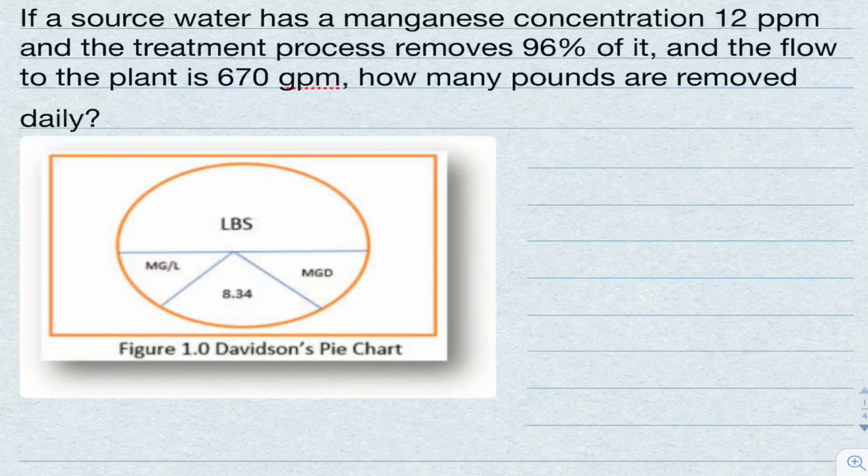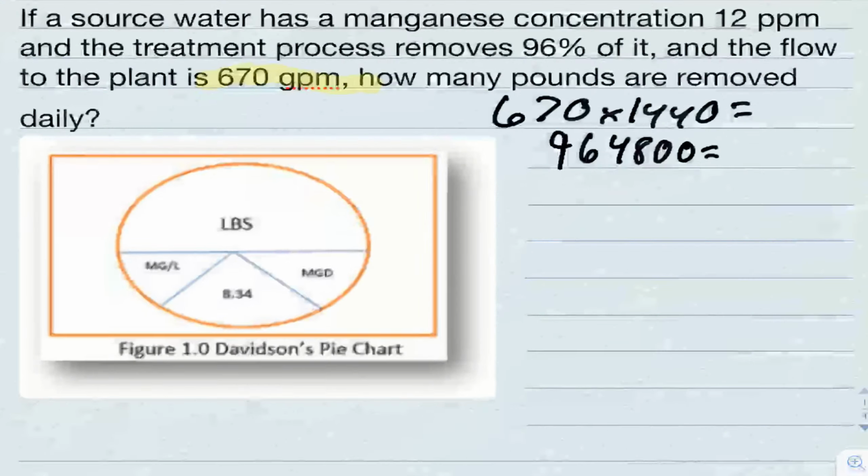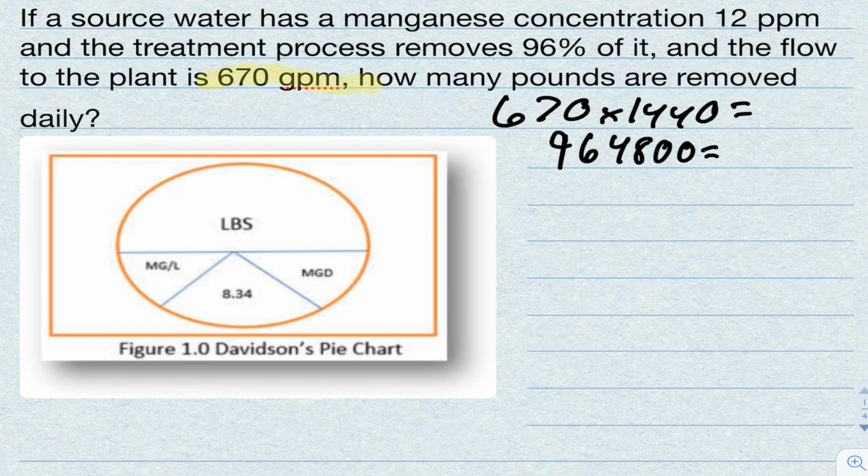Okay, to start off, let's change this 670 gallons per minute into an MGD. To do that, we take 670 and times it by 1440. That's how many minutes are in a day. And you will come out with 964,800 gallons in a day. Now we need the MGD, so we divide that by 1 million, and that equals 0.96.